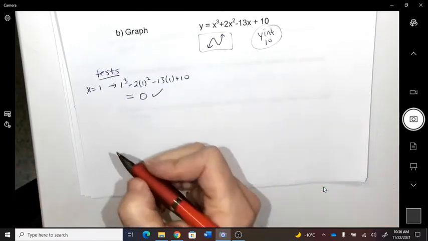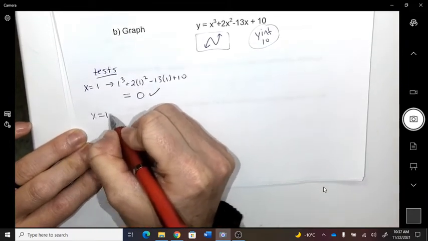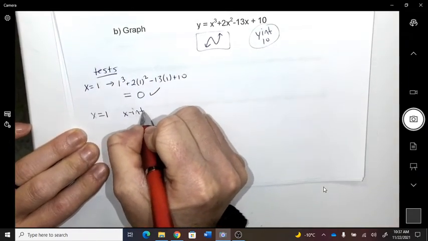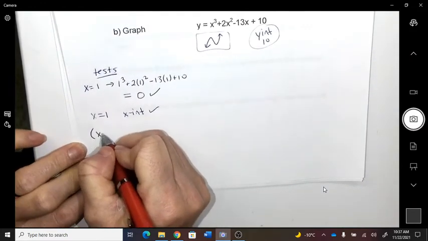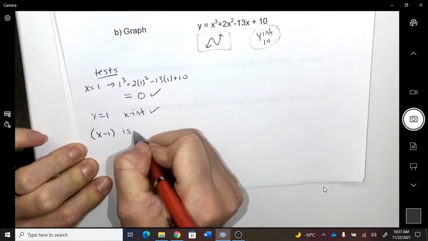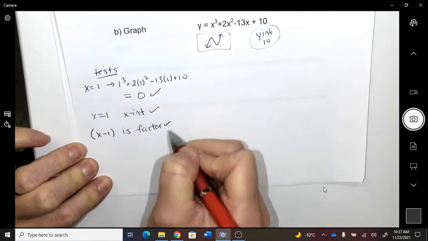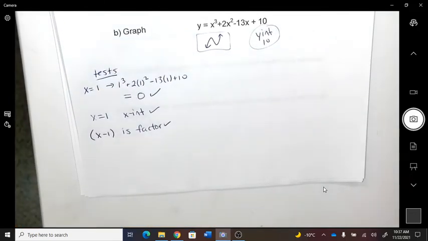Okay, what do I know? I know x equals 1 is an X-intercept. That's what I know. What else do I know? X minus 1 is a factor. Those are some things you know.